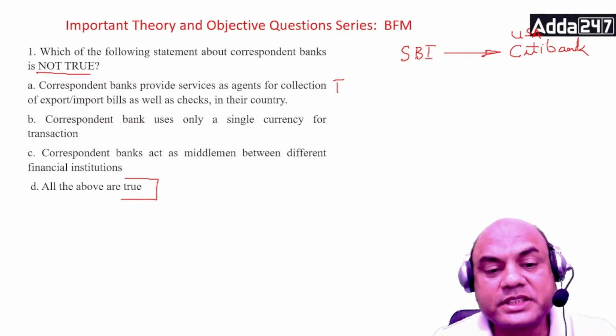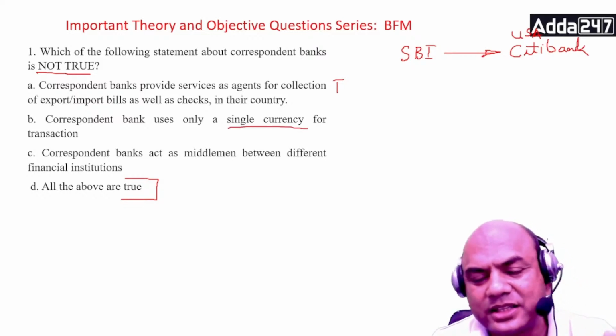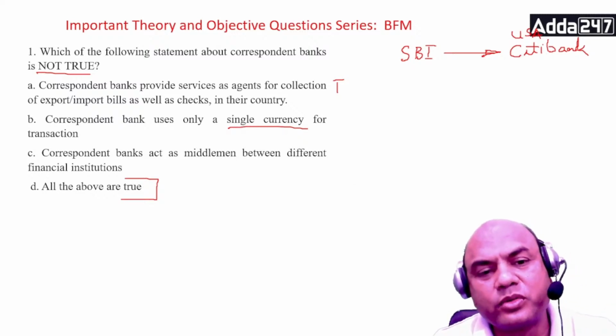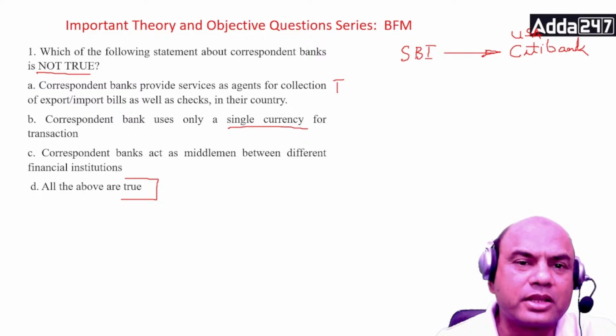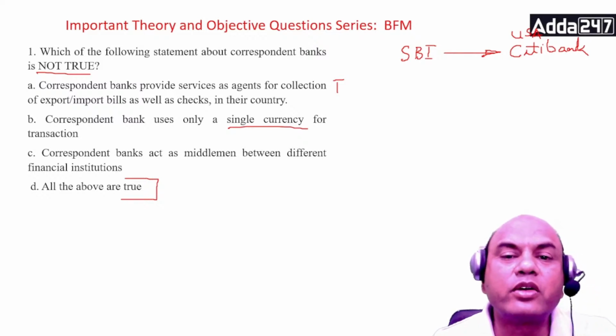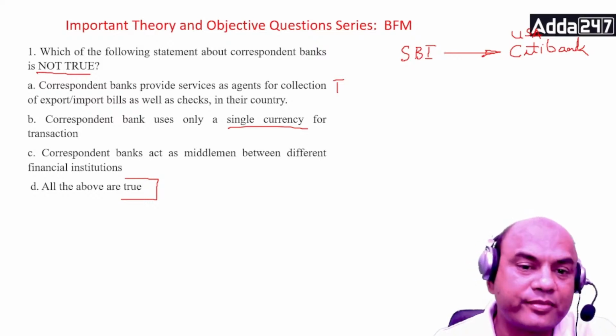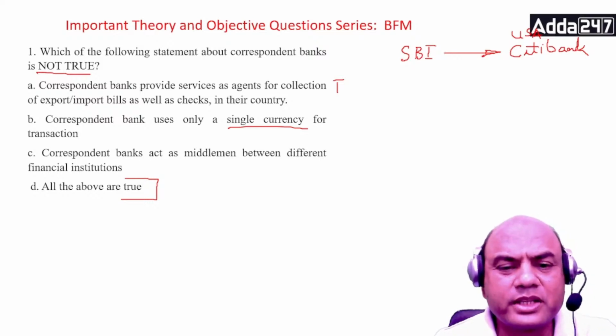Correspondent bank uses a single currency. What is this logic? There is no logic of single currency over here. Correspondent bank has nothing to do with the currency. It can use single or multiple currency, depending on what relationship or transaction is happening. So this is false.